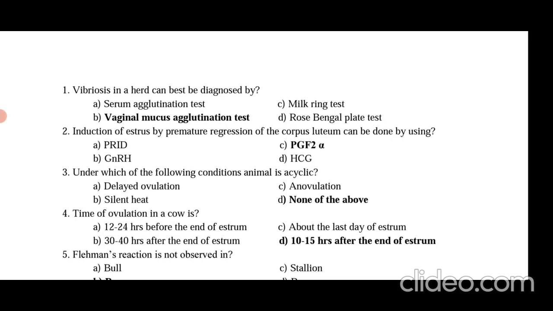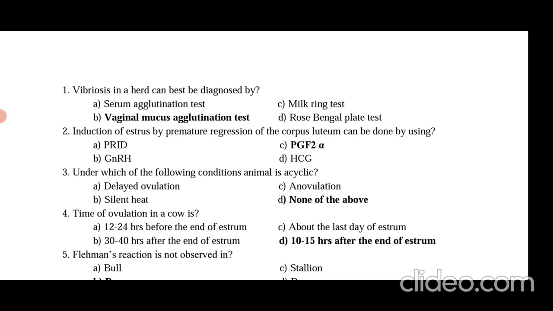Under which of the following conditions is the animal acyclic? None of these conditions are acyclic conditions. They are all cyclic: delayed ovulation, silent heat, and anovulation.